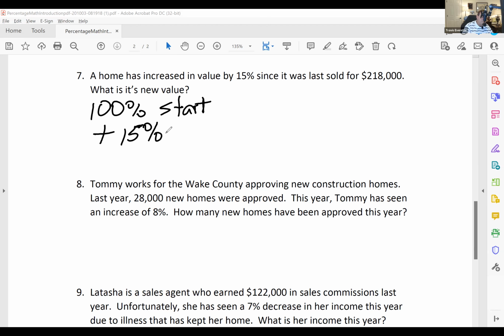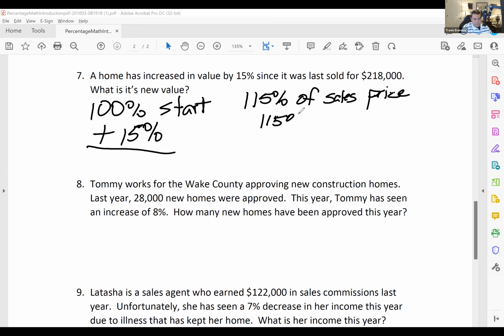We're now ready to write that out in words for ourselves. What we have is 115% of the sales price, or of the value. Well, they gave us the sales price. That's 115% of $218,000.